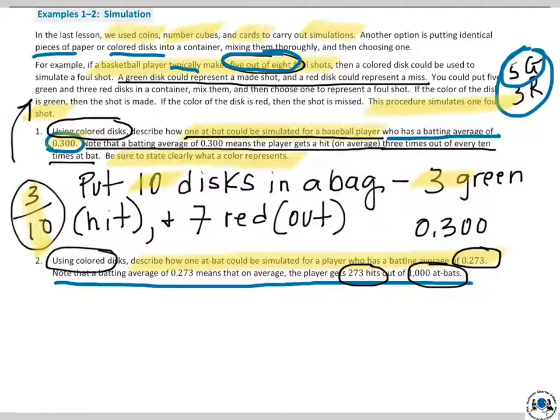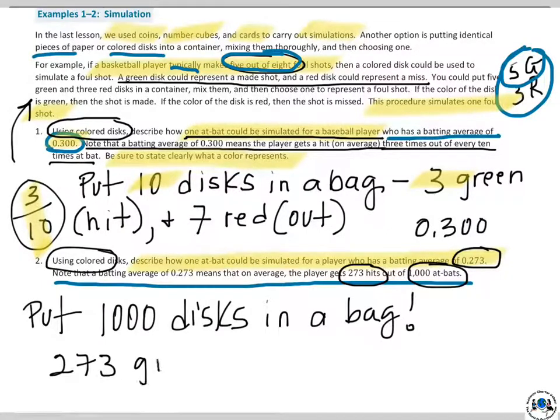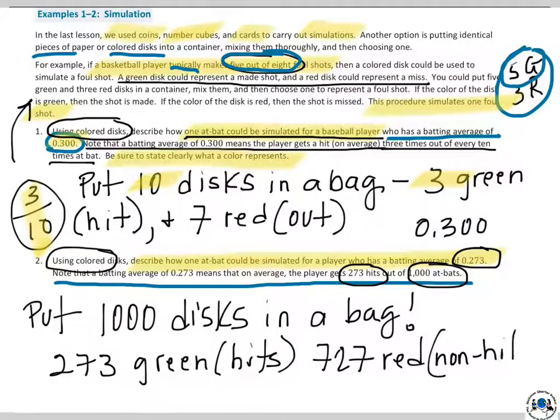Okay, so let's check in on this one. It's pretty simple, actually straightforward. Put 1,000 discs in a bag: 273 green, representing hits, and 727 red, representing non-hits. Again, these colors are arbitrary. I'm just picking green and red because it's in my teacher's notes, and also because green is for good, go, and red is for stop.